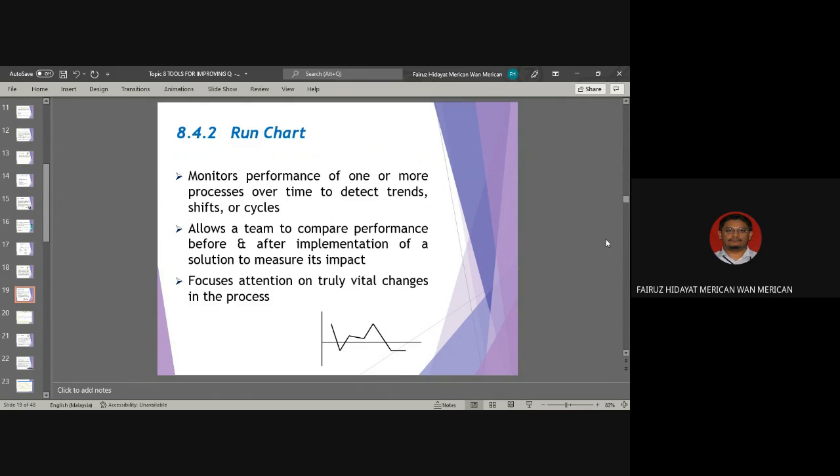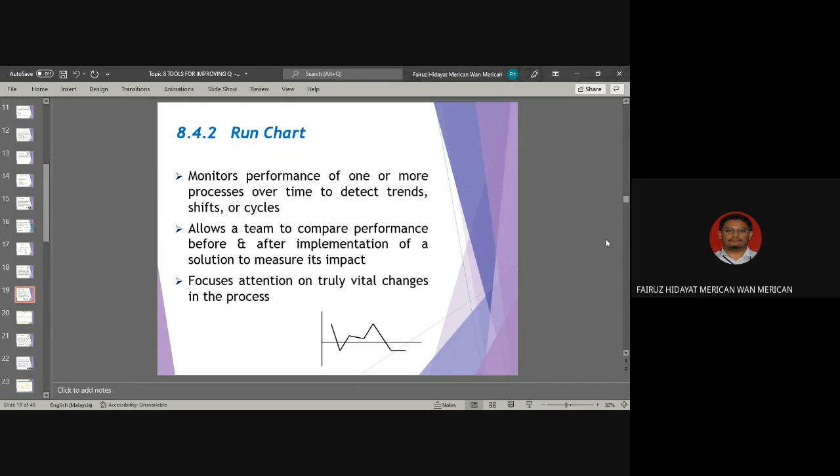Okay, next is the run chart. A run chart is a tool that monitors the performance of one or more processes over time to detect trends, shifts, or cycles of that particular process or processes. It's more of a tool to monitor the performance, and from there they can take action in terms of how to improve the quality, depending on the results of that chart.